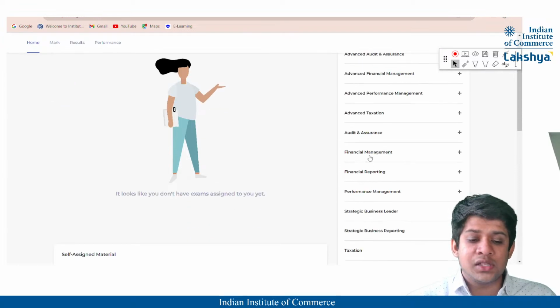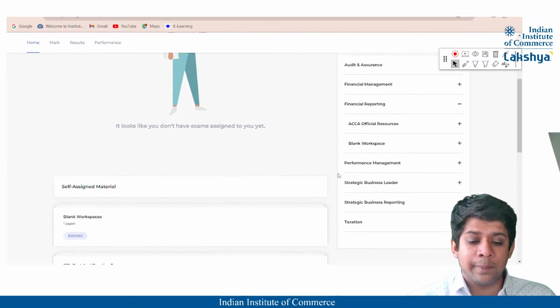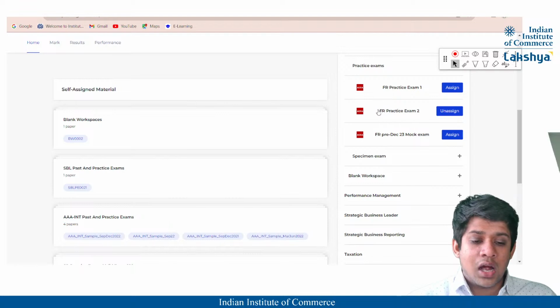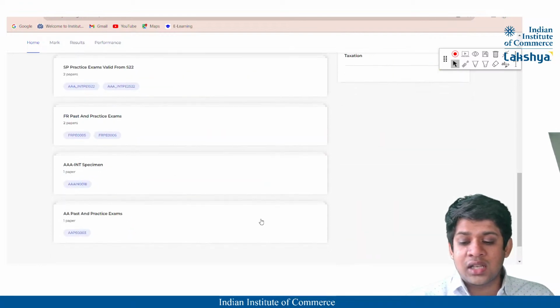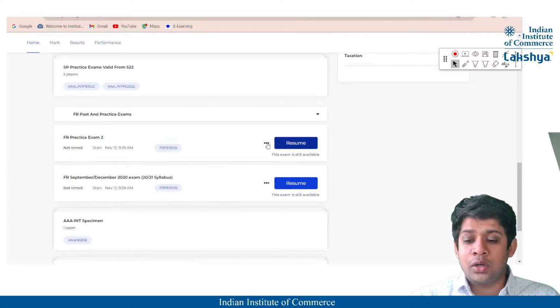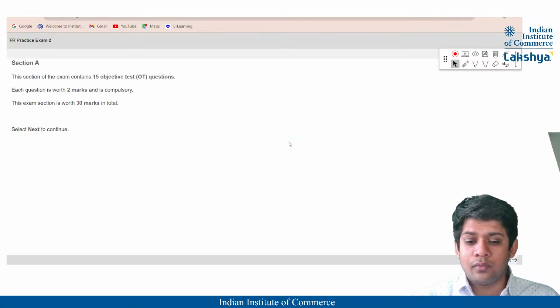So your catalog opens. You can click on financial reporting, ACCA official resources. You can click on practice exams, and you can click on FR practice exam 2, and you can assign it. Here it is already assigned, so it is asking me to unassign if I want to. Then as you assign it, on the left hand side, your paper will be available to you. So FR practice exam 2 is available. You can resume this paper.